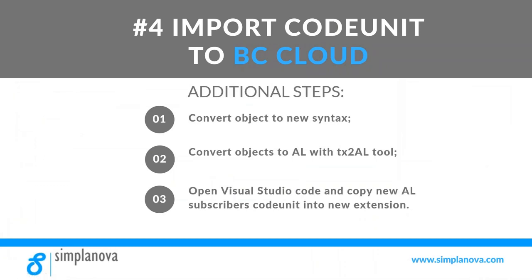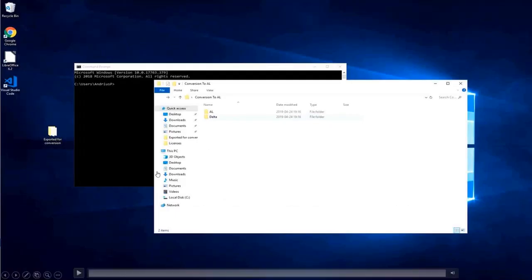Now, what about Business Central Cloud? At this moment, the tool does not convert the codeunit so that you get AL code instantly. You would have to use a Microsoft tool for that as an additional step. You would have to convert objects to new syntax, then convert objects to AL, and open Visual Studio Code. In the future, we plan on doing all this automatically, but at this moment it's an additional step.